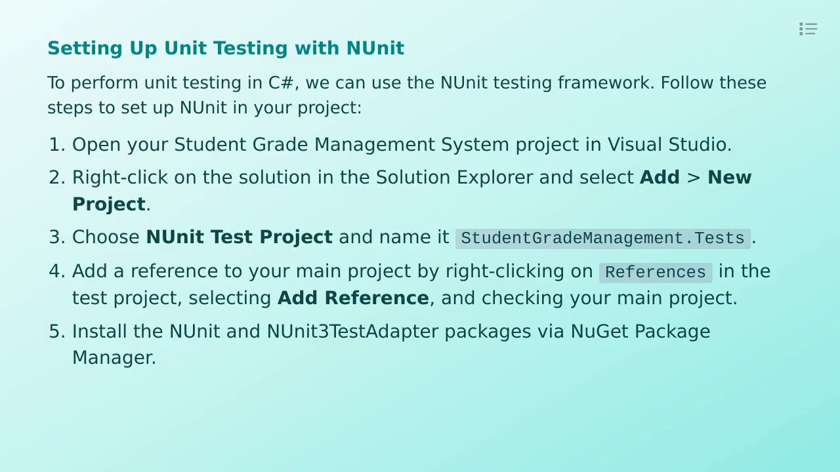Now, setting up unit testing with NUnit. To perform unit testing in C#, we can use the NUnit testing framework. Follow these steps to set up NUnit in your project. First, open your student grade management system project in Visual Studio. Next, right-click on the solution in the Solution Explorer and select Add New Project. Then, choose NUnit Test Project and name it Student Grade Management Tests.